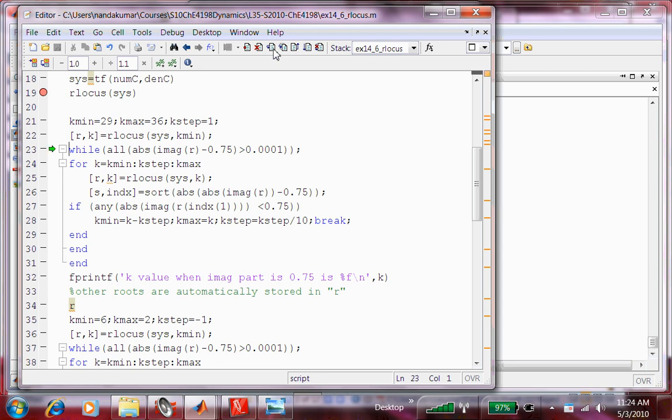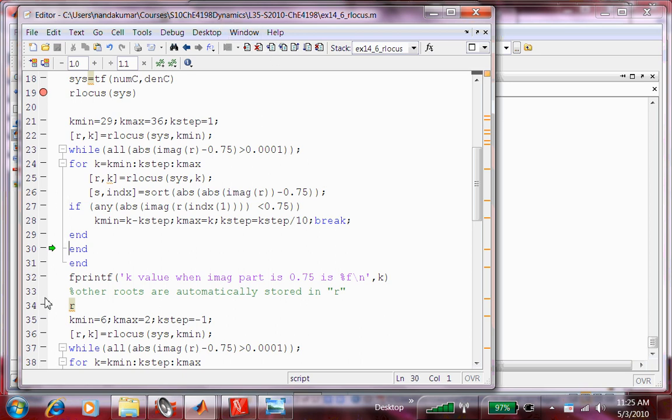The while loop. Okay. So now it's going to start the process, but in terms of steps of 0.1. So what is k step? 0.1. What is k min? 34. What is k max? 35. Okay. So it's actually a very nice piece of code that automates this process and can give you an answer to how many significant digits would I get from this loop.